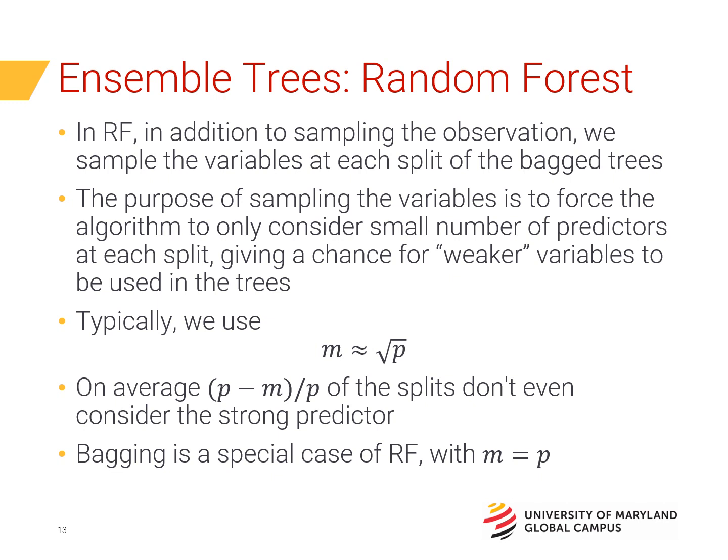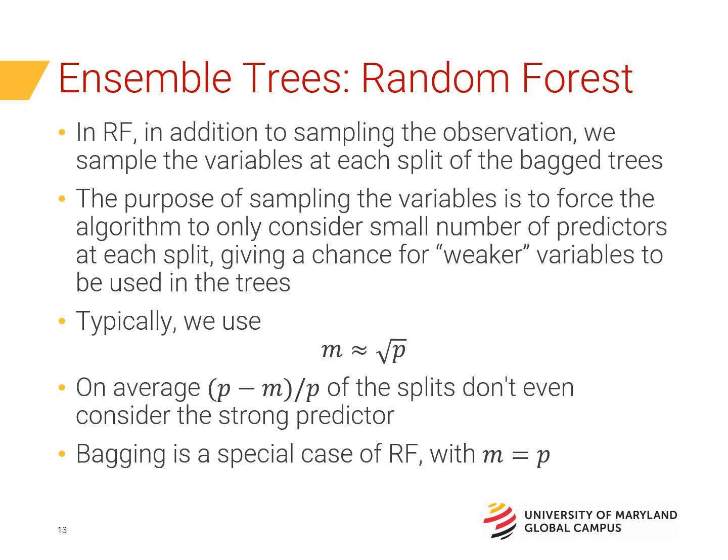The purpose of sampling the variables at each split is to force the algorithm to consider only a small number of predictors at a time. By restricting the number of variables available for splitting, we give a chance for weaker variables to be included in the tree construction process. This is particularly beneficial when dealing with data sets that have a large number of variables, some of which may be highly correlated or have a strong influence on the target variable.